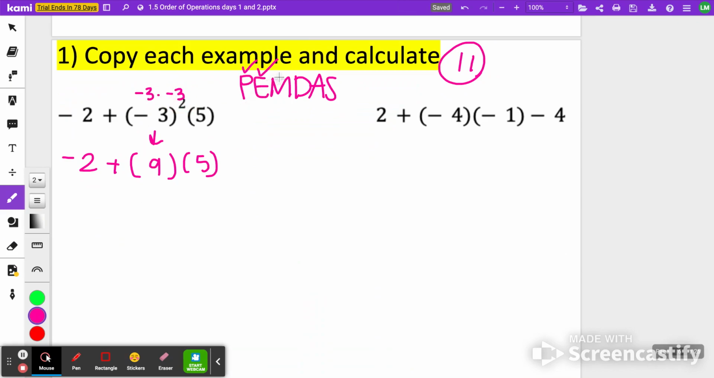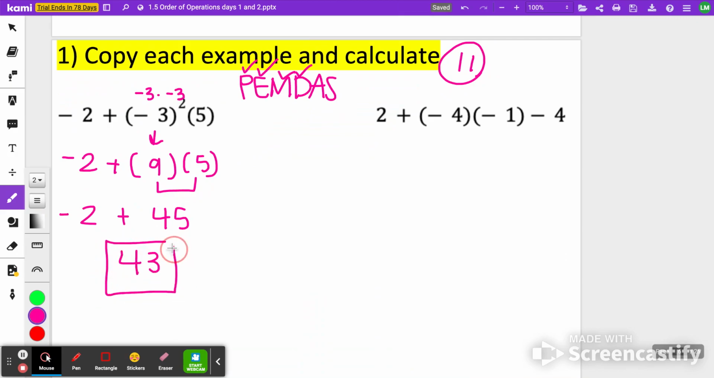Now that I've done exponents, it's time to move on to multiplying and dividing. I do have something of that sort. I have multiplication. 9 times 5 is 45. And then last but not least, I'm going to bring down this negative 2. And just to solve this, negative 2 plus 45 is equal to 43.